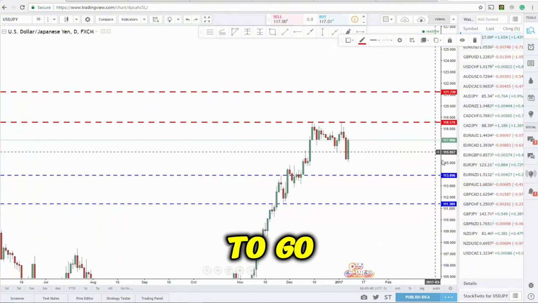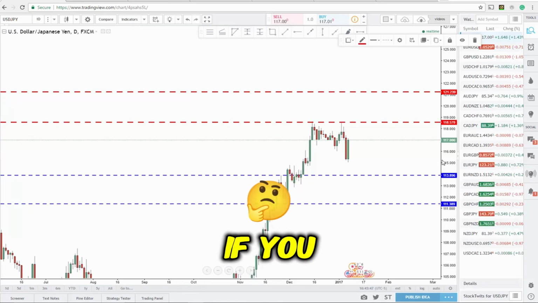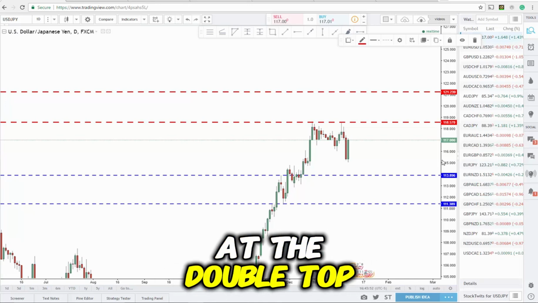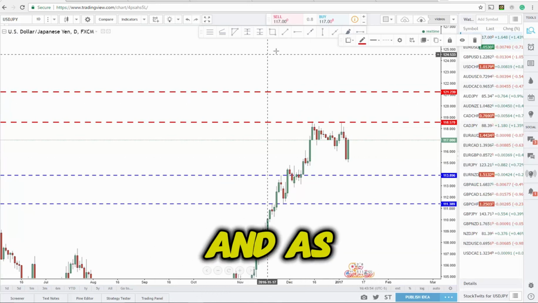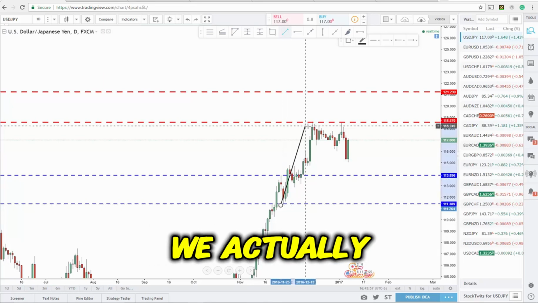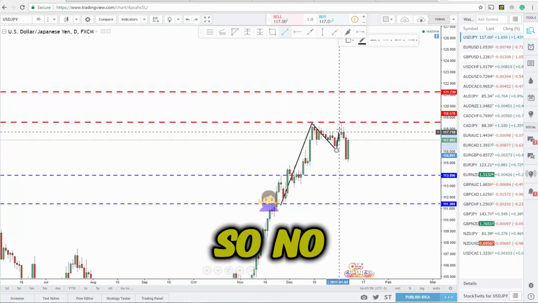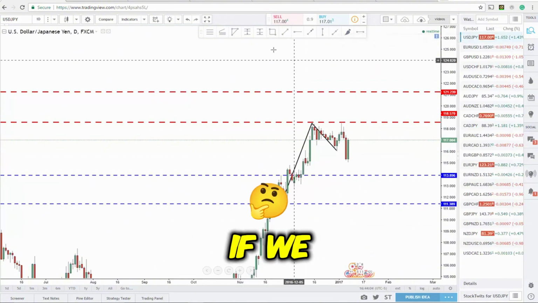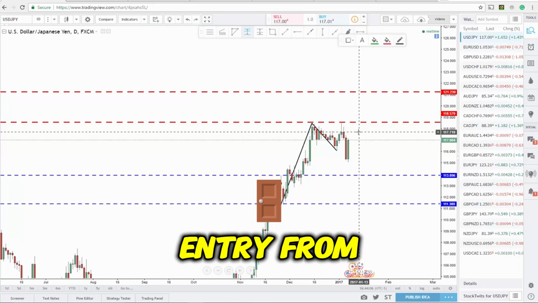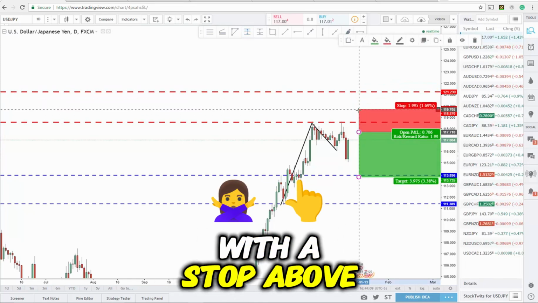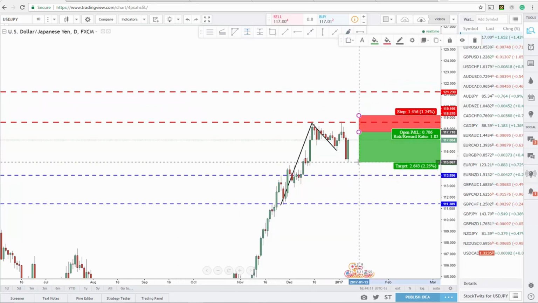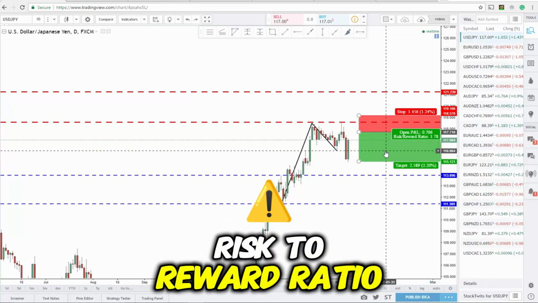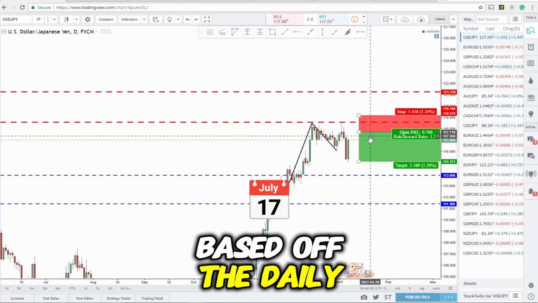And without even having to go down to the lower time frames, if you'll remember from earlier in the video, I said for the purpose of these videos, we're going to be looking at the double top and double bottom as an entry reason. And as you can see here, we actually got a double top on the daily chart. So no reason to even go down to a lower time frame. Once we get this double top, if we had an entry from the close of that candle with a stop above that swing high, we could have gotten a little over a 1.7 risk to reward ratio on that trade based off the daily chart.